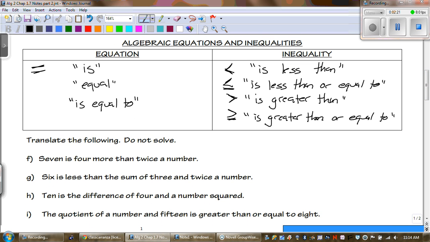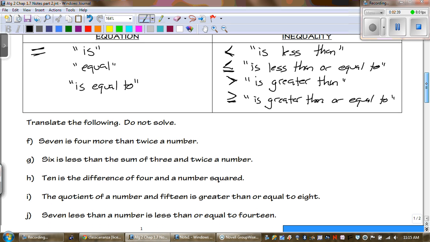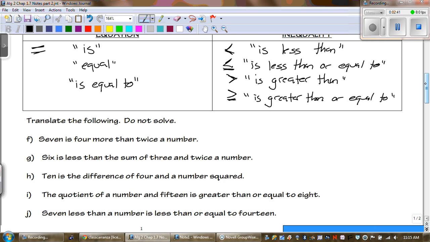Equations and inequalities. We've talked about these symbols before and what they mean. Go ahead and copy those down. If you need to pause the video, pause the video. Otherwise, we're just going to get started on the translating part at the bottom. Okay? So, 7 is 4 more than twice the number. So we got 7 is 4 more than twice the number.